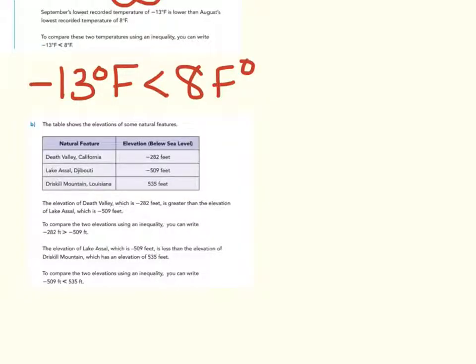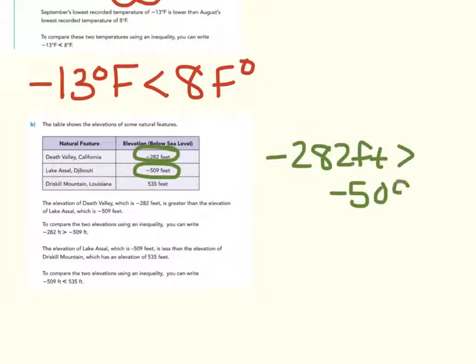This table shows the elevations of some natural features. The elevation of Death Valley, which is negative 282 feet, is greater than the elevation of Lake Asal, which is negative 509 feet. So if we wanted to compare those two inequalities, we would write that as negative 282 feet is greater than negative 509 feet.